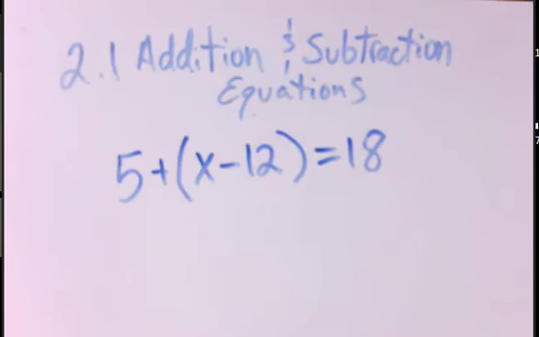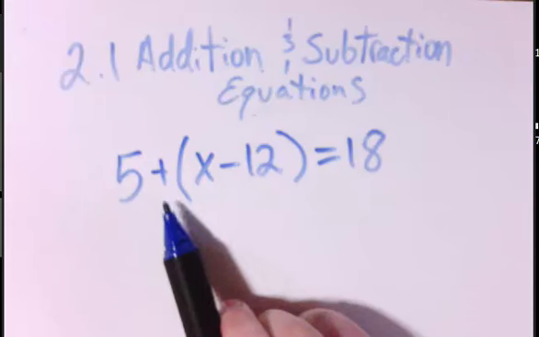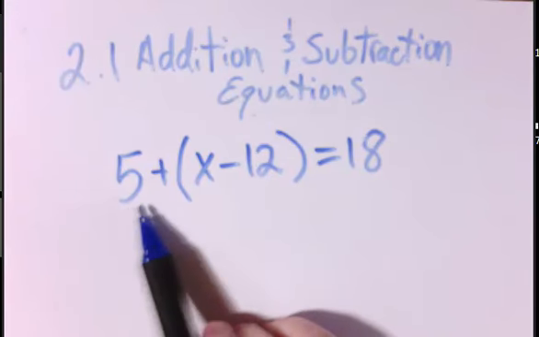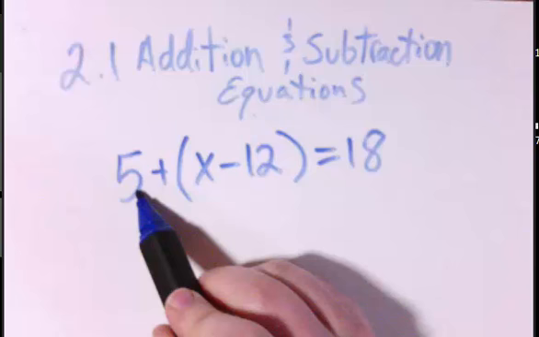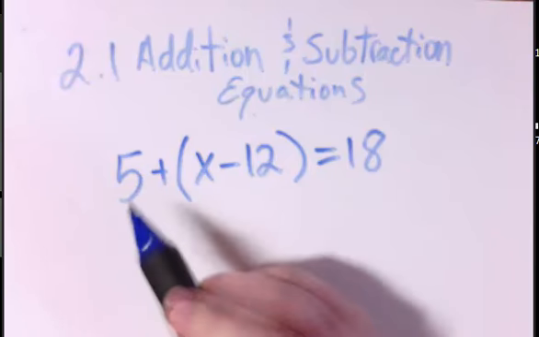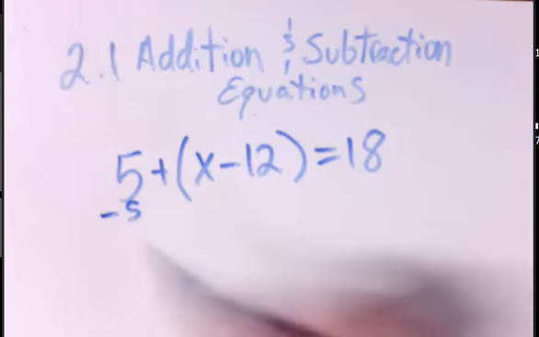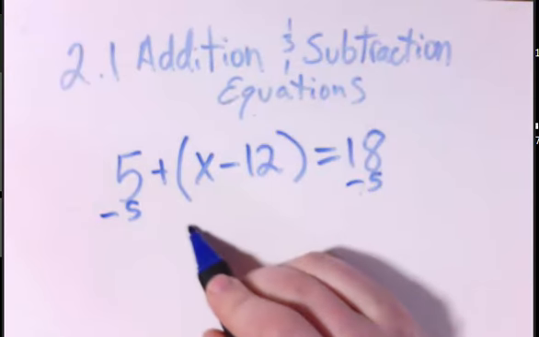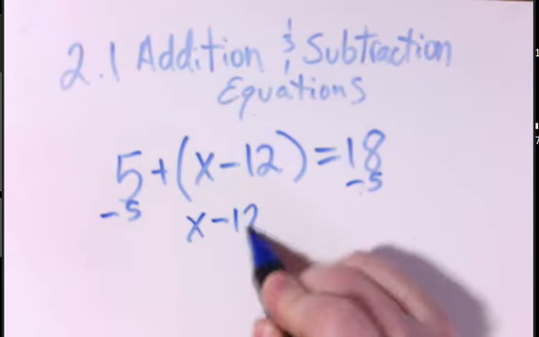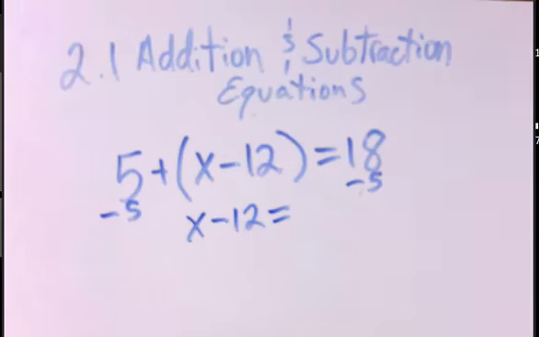Alright, so for our next example, we have 5 plus x minus 12 in parentheses is equal to 18. So here, because there's no multiplication here, that is adding, what we can do is just get rid of this 5 first. So to get rid of the 5 on this side, since it's positive, we're going to minus 5 from both sides. So that's going to leave us x minus 12 is equal to 13.